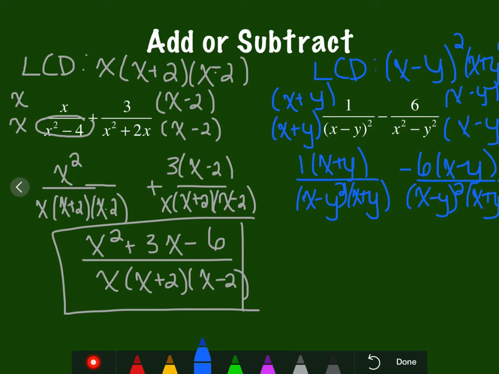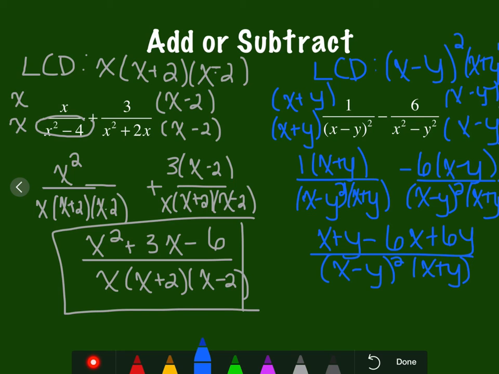And now let's simplify that. x plus y minus 6x plus 6y over x minus y squared, x plus y. So that gives us negative 5x plus 7y over x minus y squared times x plus y.